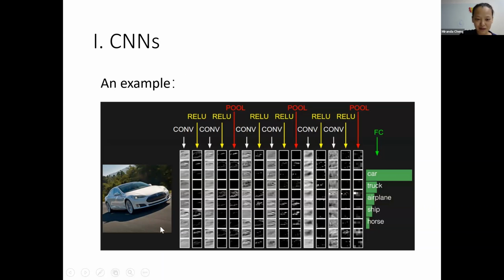An example would be like this. If you have a car, so the output labels include car, truck, airplane, and so on and so forth. And then you just have a few stacks of convolutional layers, so our affine transformation and ReLU, the activation, and so on and so forth, and then pool, and then you do it again, and then you pool again. So your image size becomes smaller and smaller.